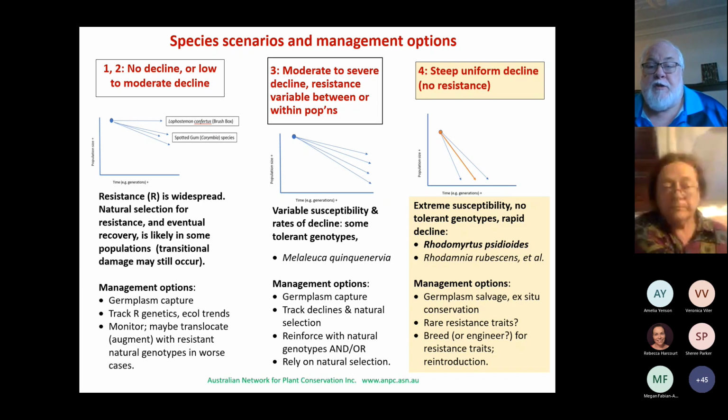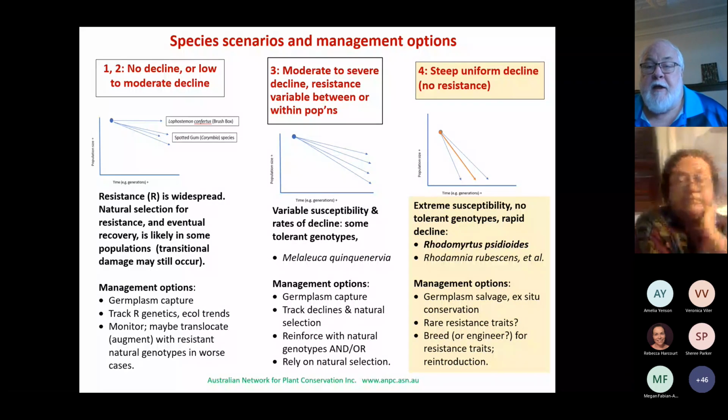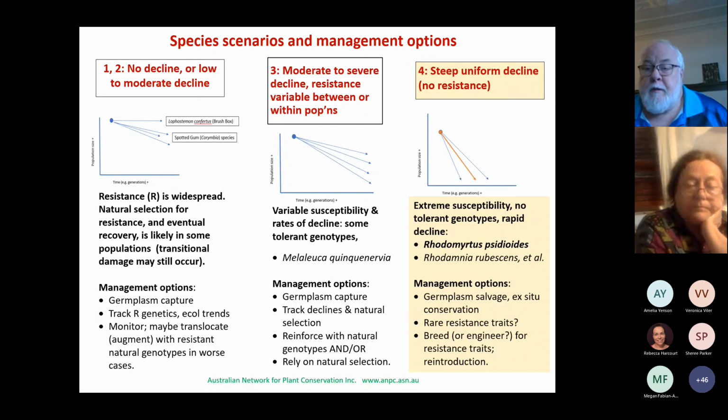The management options for these within our current resources are to salvage germplasm as quickly as possible. There's no seed being produced, so we can't capture seed very easily. We have to capture it vegetatively, get it into protected cultivation, and look for resistance traits that perhaps can be bred back into wild genotypes for reintroduction later on.